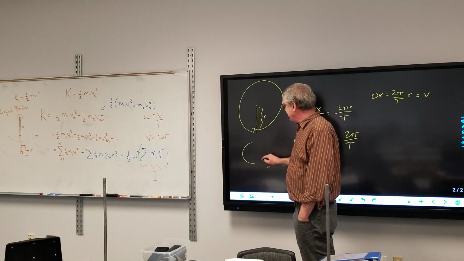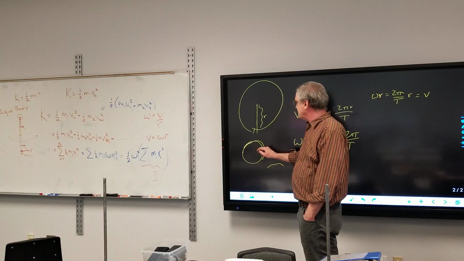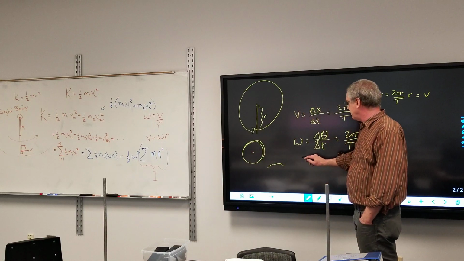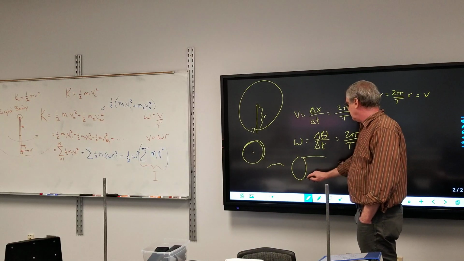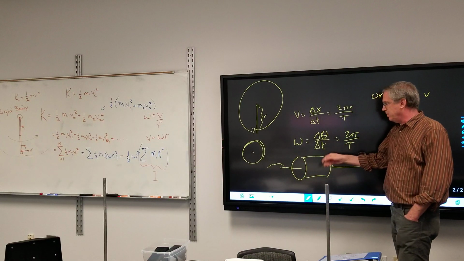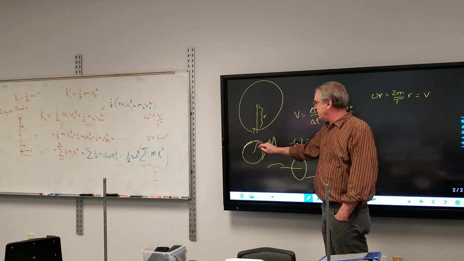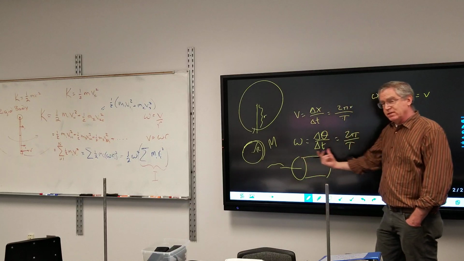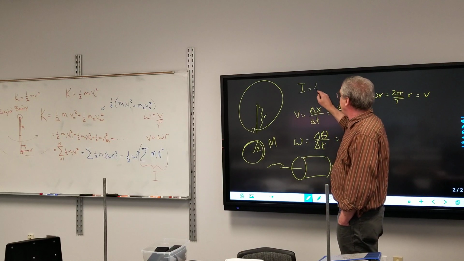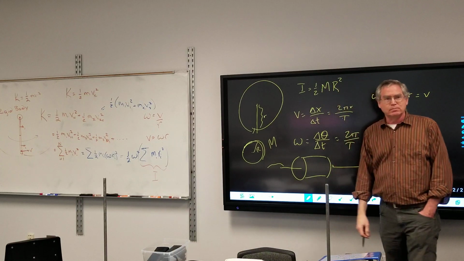So if I have a disk or a cylinder, doesn't matter what the thickness is, rotating about some central axis, right here, or from a side view, rotating about an axis there, where it has some mass m and a radius r, the thickness does not matter in this situation. The moment of inertia is 1/2 times big M R squared.